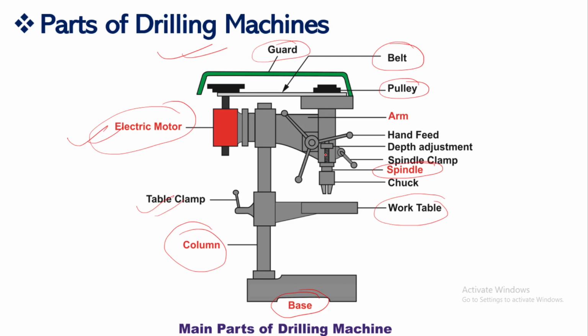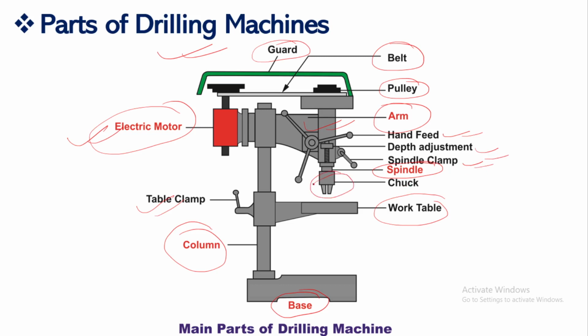And the whole structure is called the arm. Here I have mentioned it. And then the hand feed is there. This is all about the movement and depth adjustment. And this is the spindle clamp. You need to clamp the spindle, and then the chuck.